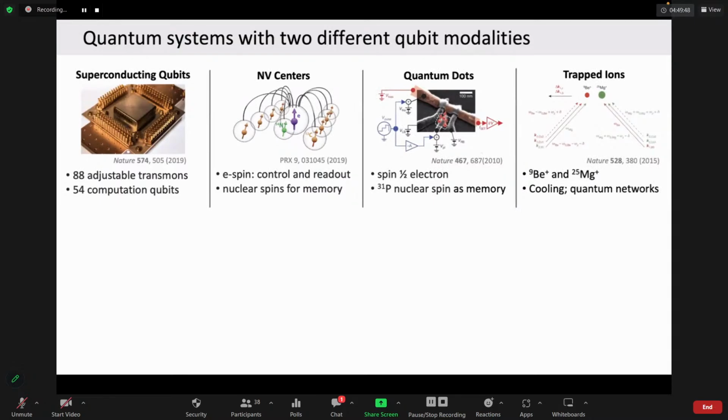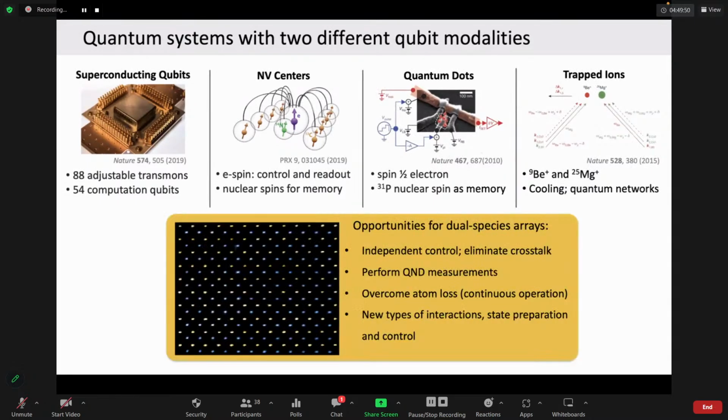So what could it give us in neutral atoms? First of all, when you have two species, you get very easy independent control of the two species. They have very different transition frequencies, very different qubit frequencies, and even with global laser beams, you can independently control them without any crosstalk. You can measure them, as I will show you, without causing any additional decoherence on the other species.